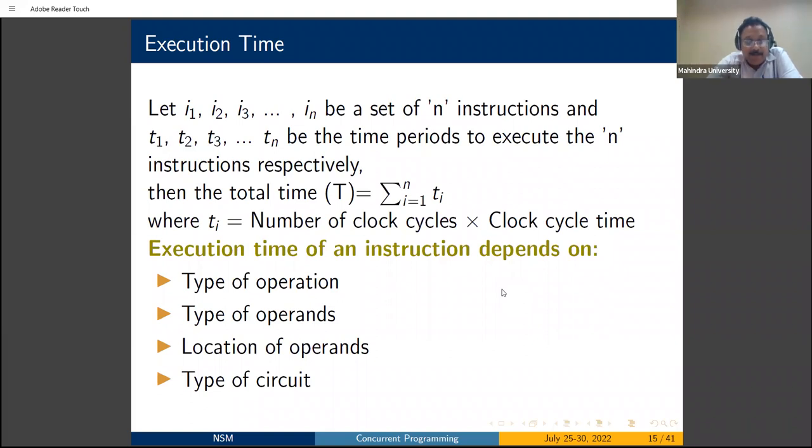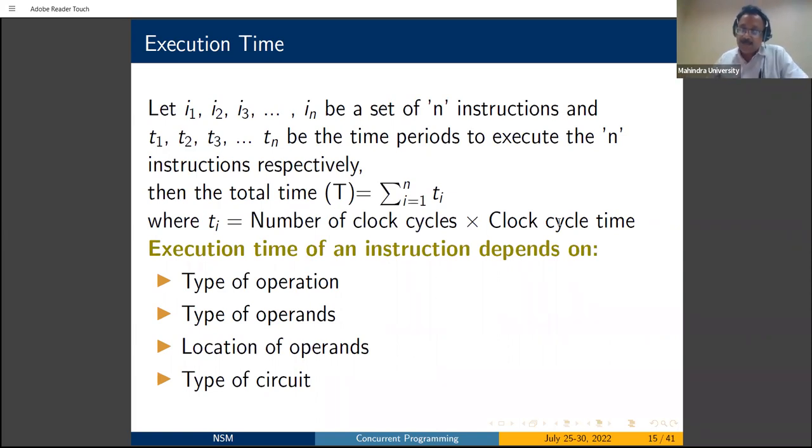That fourth one is the type of the circuit to perform the particular task. In the latest hardware, you can find a few circuits, that is fused multiply and add. That means multiplication and addition operations can be performed in one go with the help of a hardware circuit.